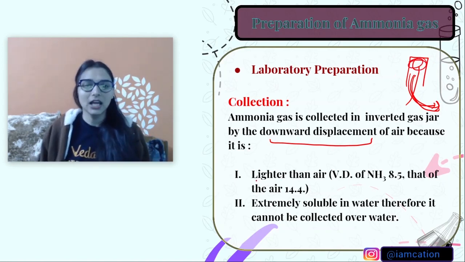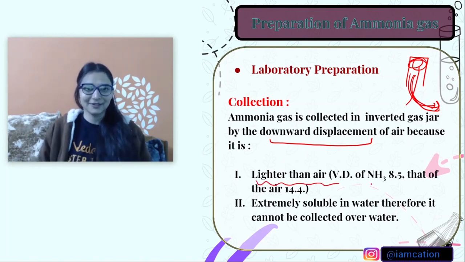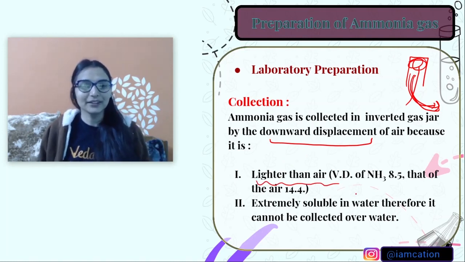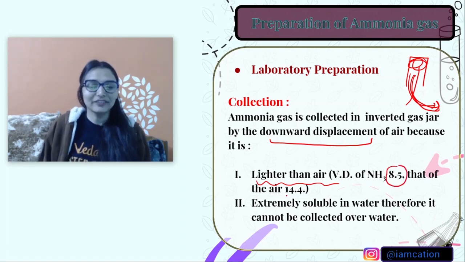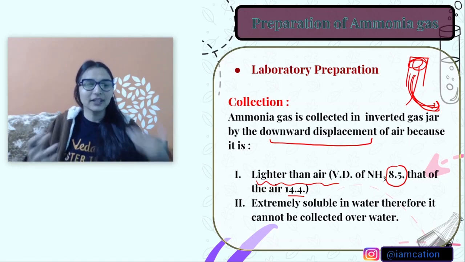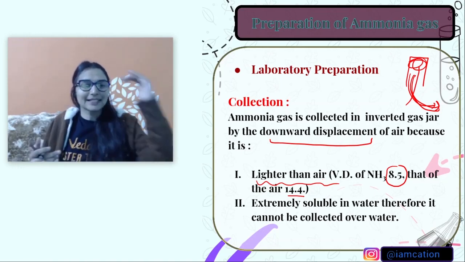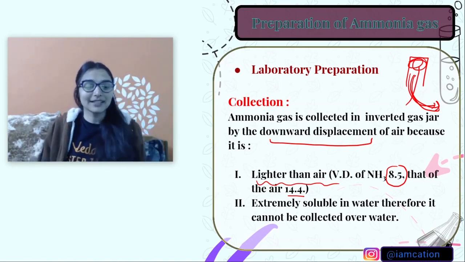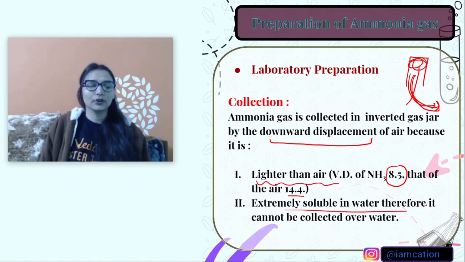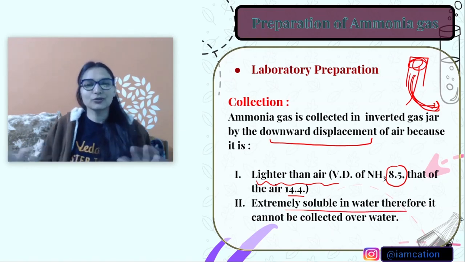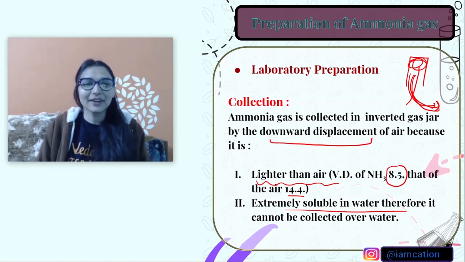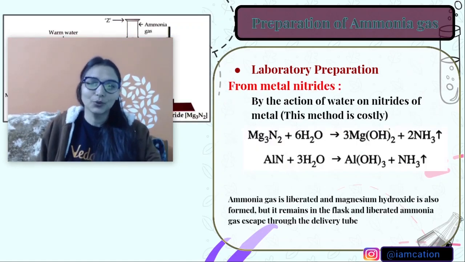What could be the reason? Because it is lighter than air. If you compare, the vapor density of ammonia is 8.5, but that of air is 14.4. There's a huge difference. So being lighter than air, it will go and just displace the air. So we do downward displacement, and we cannot even collect it over water. The reason is that it is extremely soluble in water, almost 1:700 parts. बहुत high solubility है. Because of that, we are not going to collect it over water.